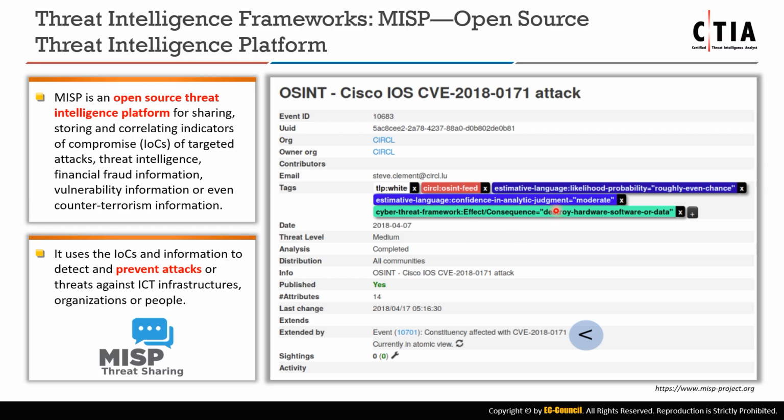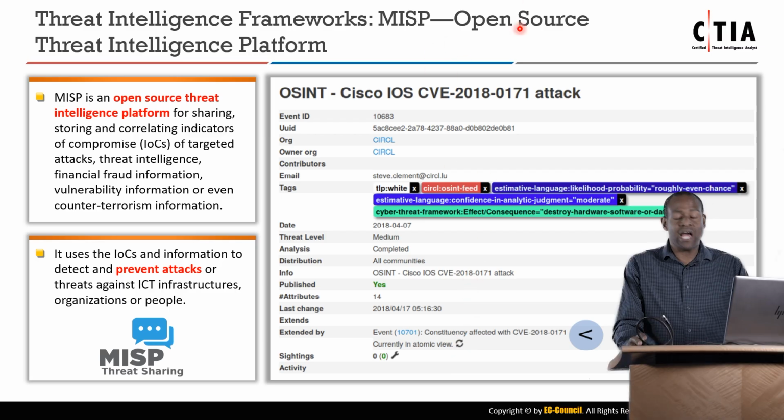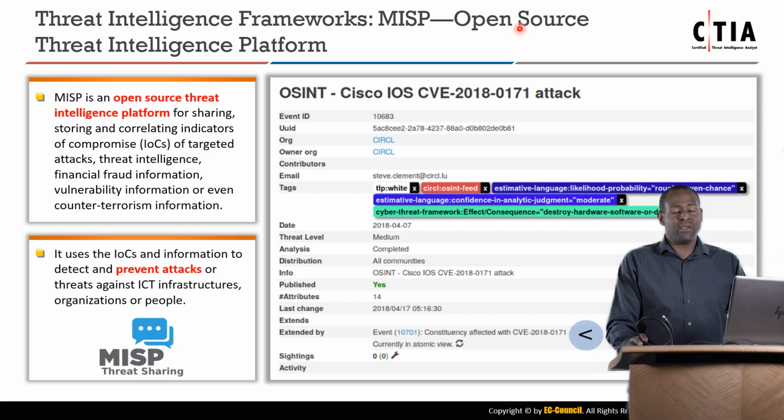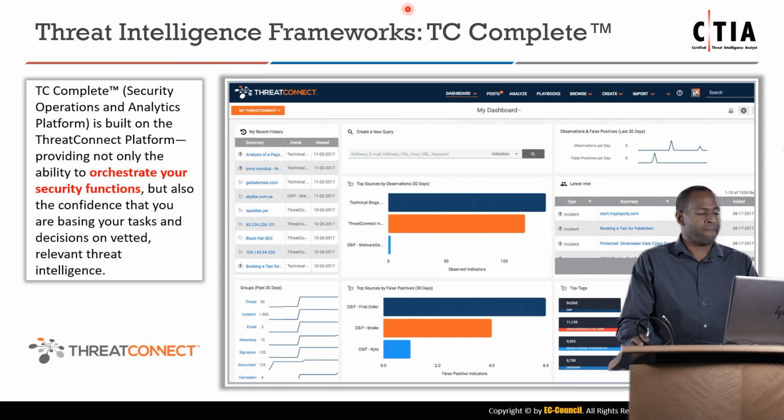And it gives you tags, right? If you look at the tags, you see the Cisco tag, we see cyber threat framework, consequence, destroy hardware, software, or data tag. We see a lot of information here. So this is a tool that's open source, meaning that it's a lot cheaper than some of the commercial ones. But you'll find that a lot of open source projects are implemented into commercial projects.